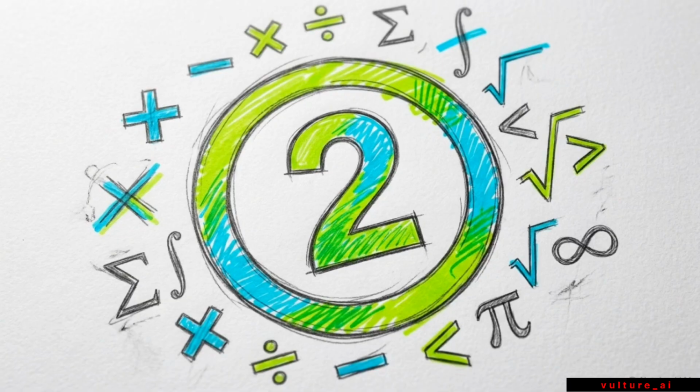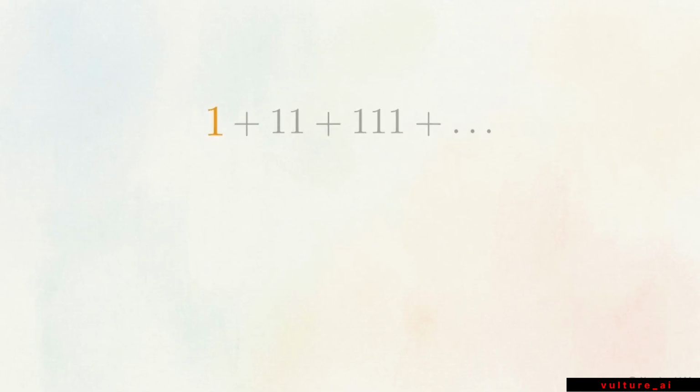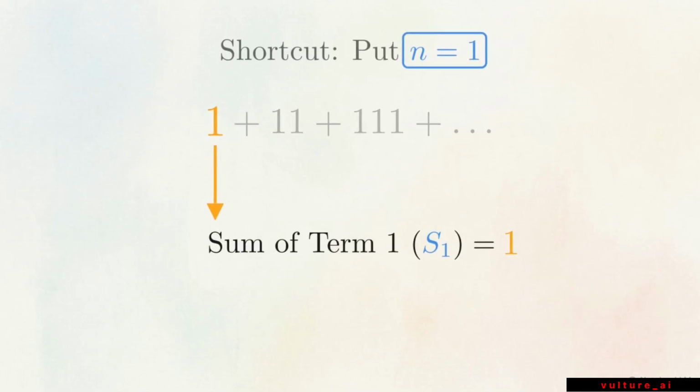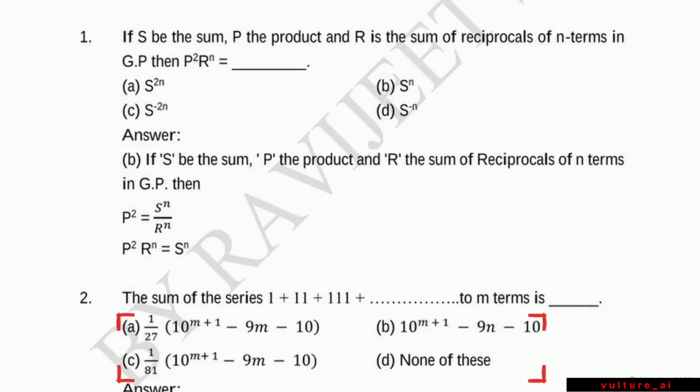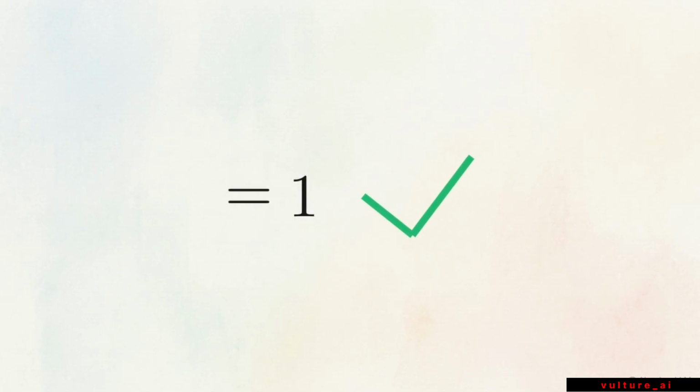Next is trick 2, the put n equals 1 hack. Looking at this specific question for the series 1 plus 11 plus 111, the options are massive algebraic formulas for the sum. Don't try to derive them. The sum of the first one term is just the first number. This provided solution shows exactly how to test those options by plugging in m equals 1. In option C, you get 10 squared minus 9 minus 10, which leaves 81. Divide that by the 81 outside the bracket, and you get exactly 1. It matches perfectly without a single derivation.